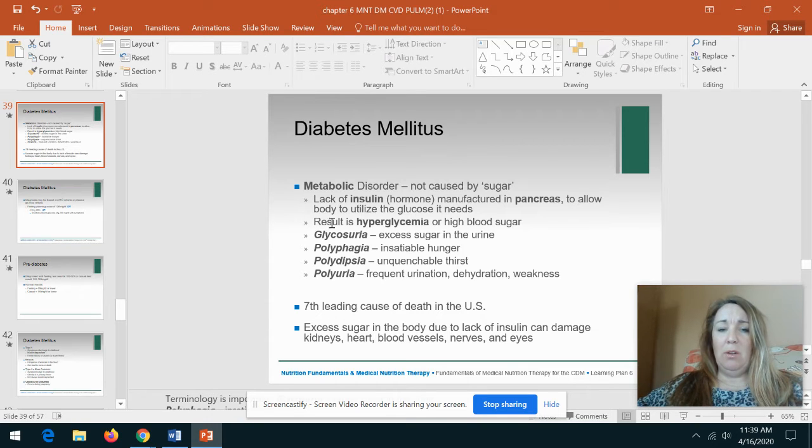And then you have here on the slides four common symptoms of uncontrolled or undiagnosed diabetes. The first being glycosuria, which is excessive sugar in the urine, polyphagia and polydipsia, which translate to insatiable hunger and thirst, and then polyuria, related to frequent urination.